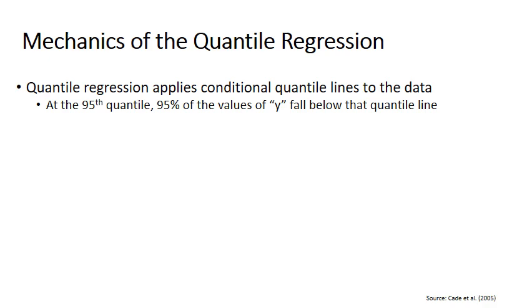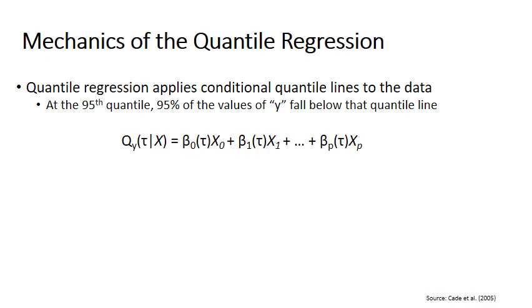Quantile regression basically applies conditional quantile lines to your data. When I say conditional quantile lines, I basically mean they are regressions that are based on your percentiles. So at your 95th quantile, 95% of the values of y fall below that quantile line. Values of y below it are a part of that, and above that there would be about 5% of the data left.